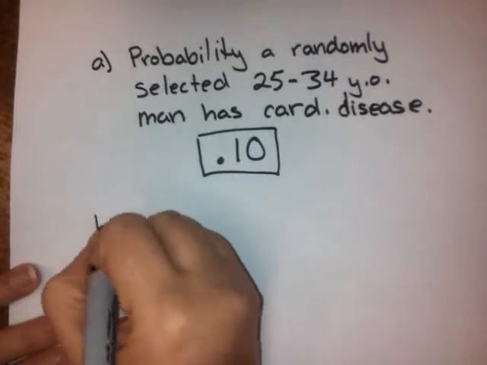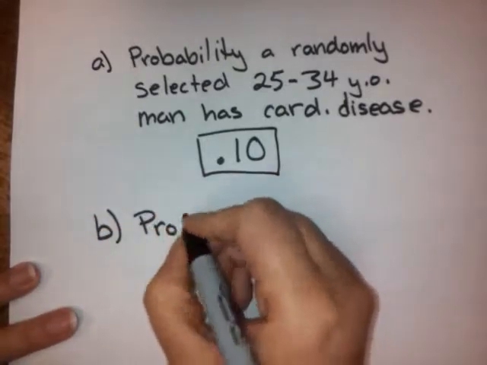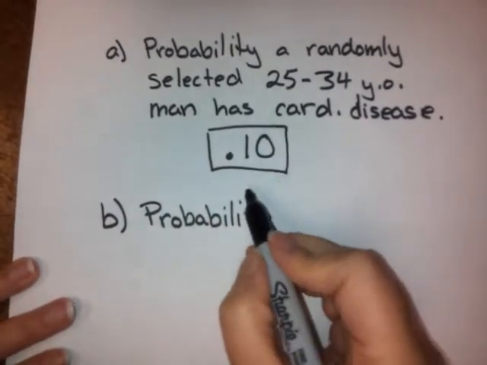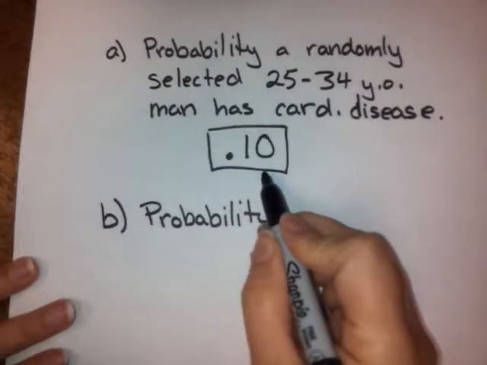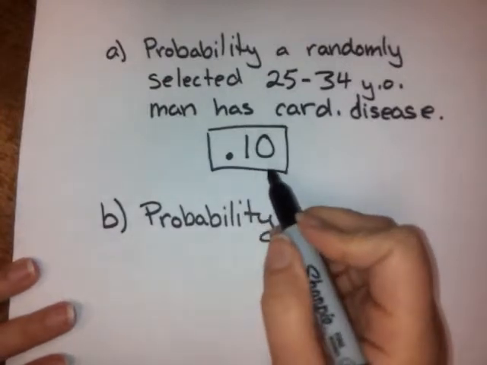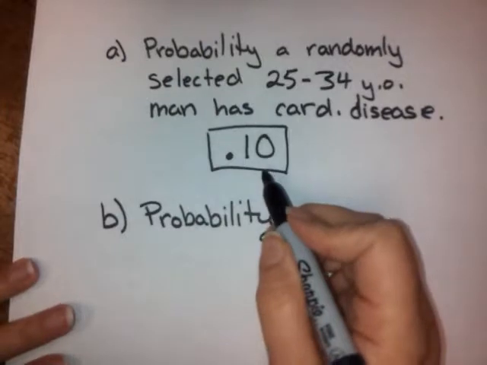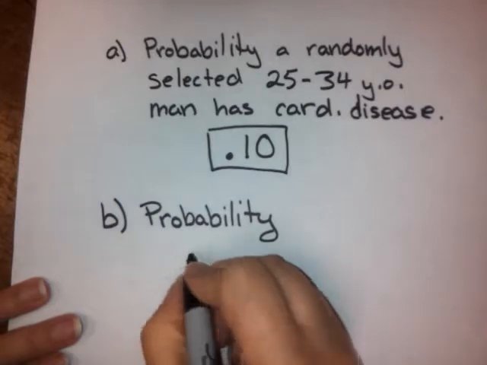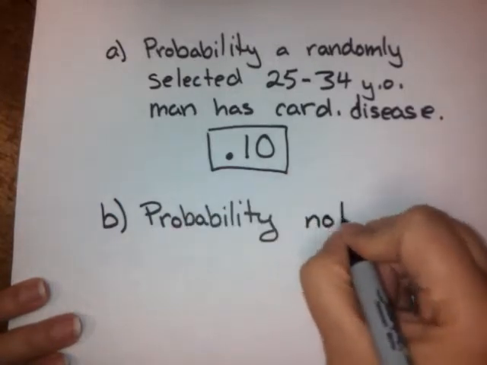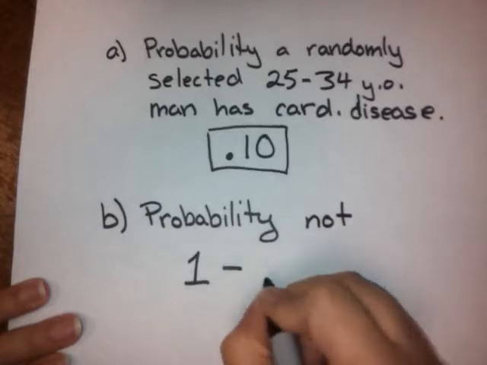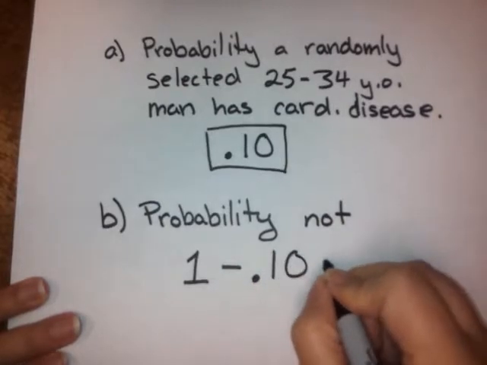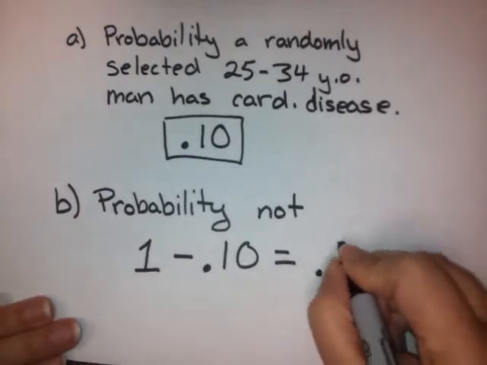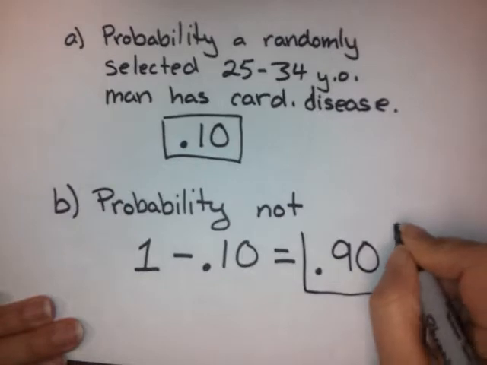So part B, the probability not, so the opposite. Well, if there's a 0.1, if there's a 10% chance, I guess is what that's saying, if the probability is 0.1 that this randomly selected man has cardiovascular disease, well then for the probability not, it's just 1 minus 0.10. And if you plug that into your calculator, you'll see that that's 0.90 for the answer there.